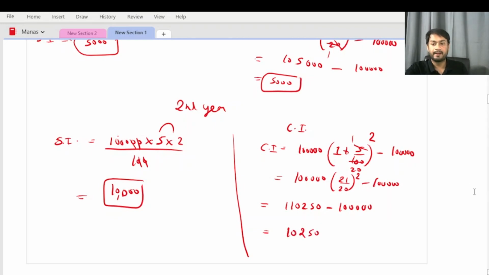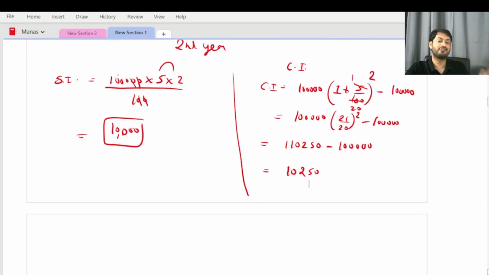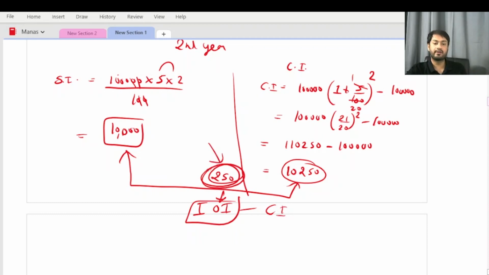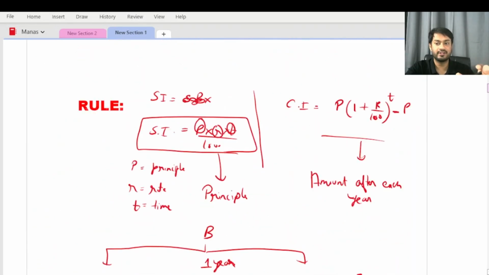10,250. Now see children, the most important thing which you need to understand here is, this is after second year, this will be 10,000 and this simple interest will become 10,250. This 250 is what we call interest on interest, that is compound interest, right? So the difference of this 250 rupees is the amount which we call interest on interest. This is how we generally get to know the difference between the simple interest and the compound interest after the second year. Okay, for first year it is always same.